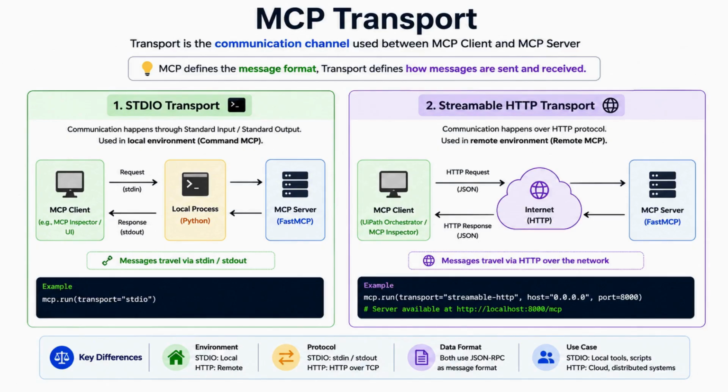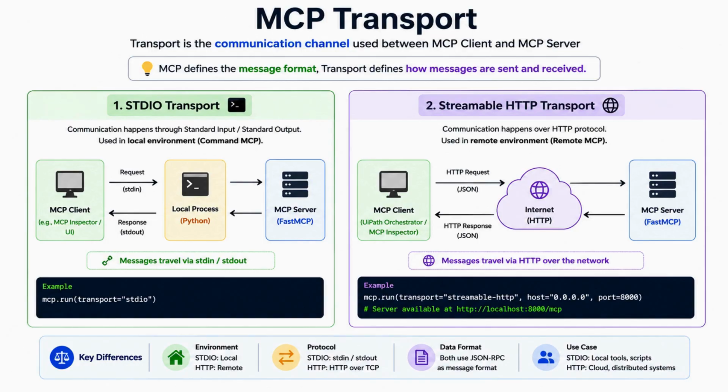Now let's understand what transport is in MCP. In the Model Context Protocol, transport is the communication channel between your MCP client and MCP server. MCP defines the format of the messages, while the transport defines how these messages travel between your client and server, how they are sent and received. For example, your client sends a request to execute a tool, then the transport carries that request to the MCP server, and then the MCP server executes that tool and sends back a response through the same transport. So without transport, your client and server cannot communicate.